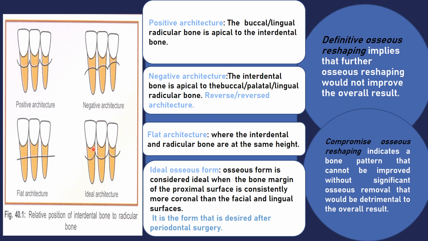So this is the form that is desired after periodontal surgery. Okay, so we told about the osseous reshaping. This can be of two types. I just want to tell the meaning of definitive osseous reshaping and compromised osseous reshaping. You can just go through it.